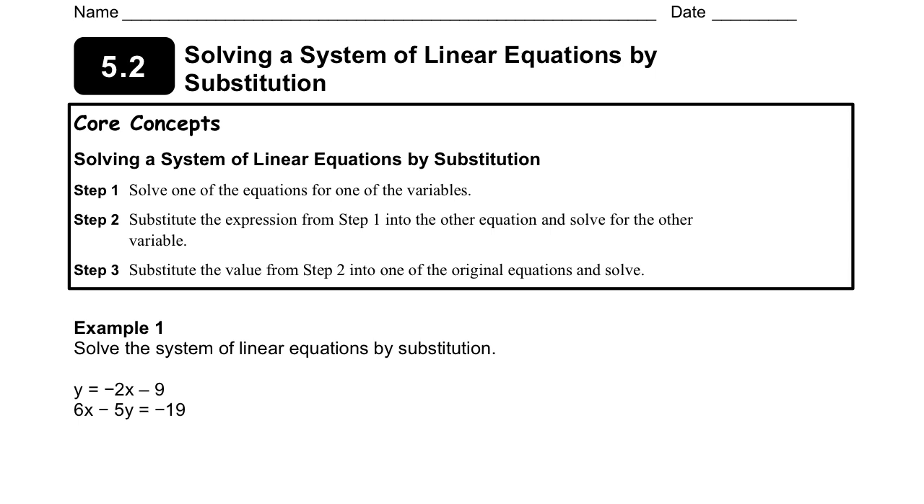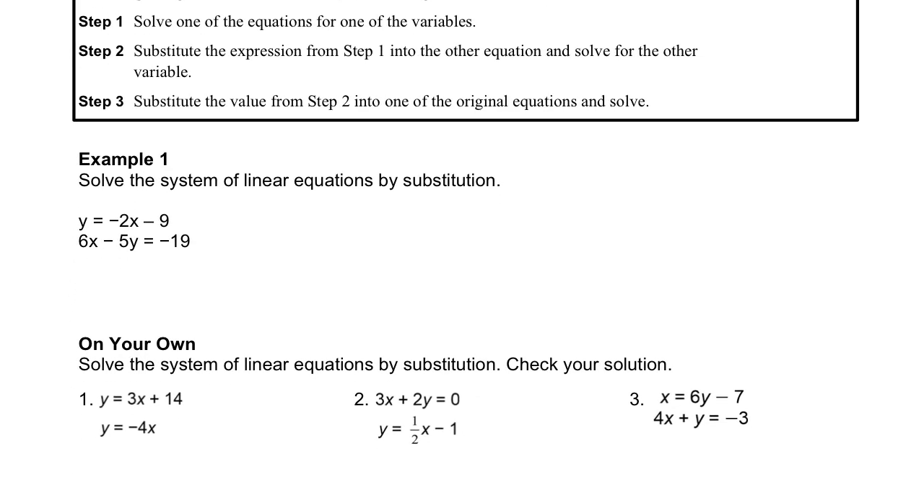So here's example number one. Okay, example number one has y equals negative 2x minus 9, and then we have 6x minus 5y equals negative 19. Notice that we have y equals negative 2x minus 9. So we have an equation right here that already has one variable by itself. So what we're going to do is we're going to take this expression here, this negative 2x minus 9, and plug it in for that y right here.